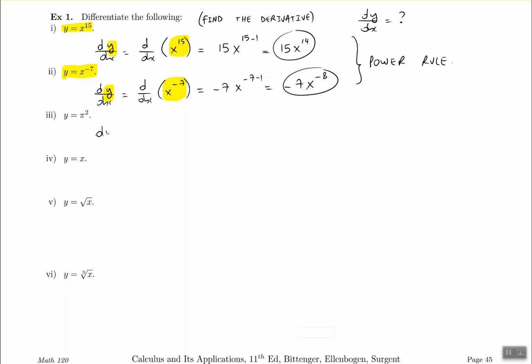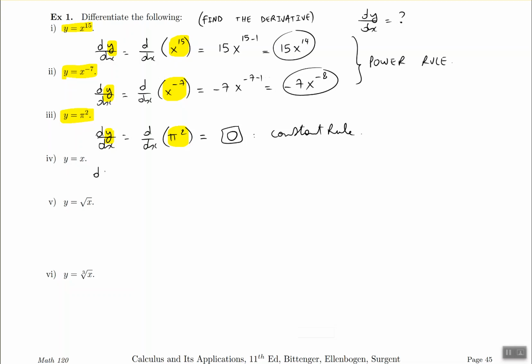Now the next one says dy over dx, and the y this time is just simply pi to the power of 2. I want to remind you that pi is a number. It's 3.14. It's not a letter raised to a power. It's a number squared. And the rule is anytime you have a number, doesn't matter what kind of number it is, doesn't matter what power it is, your answer is going to be 0. This is the constant rule. The constant rule basically says, regardless of which number is in your problem, the derivative of a number is always 0. So that's a different rule than the first two that we did.